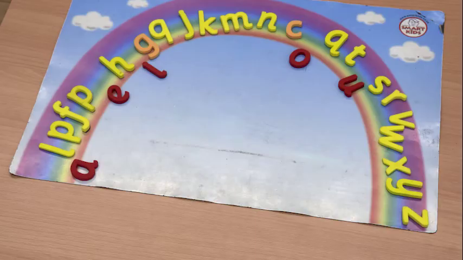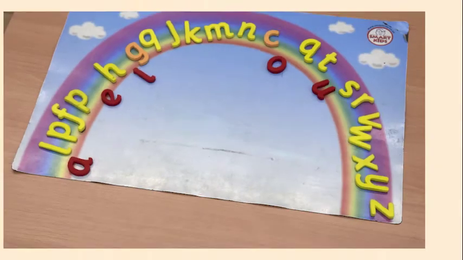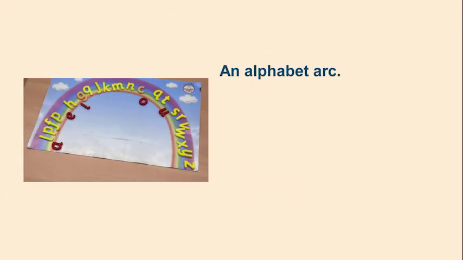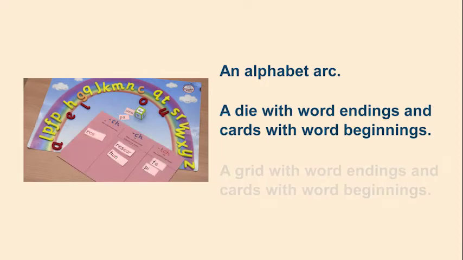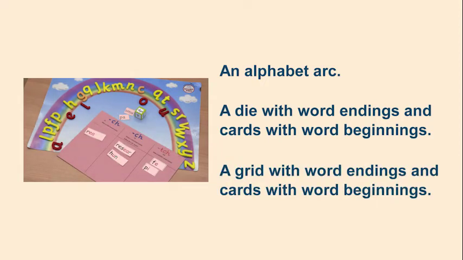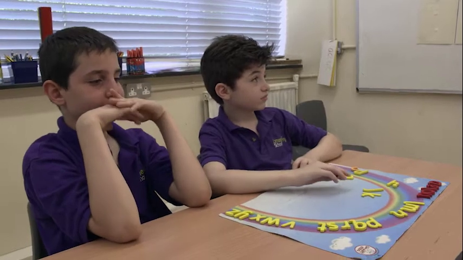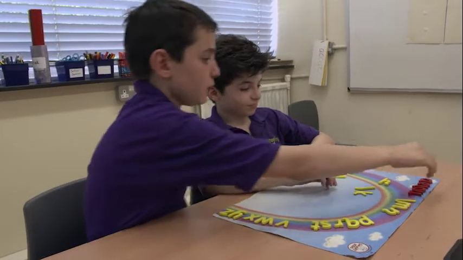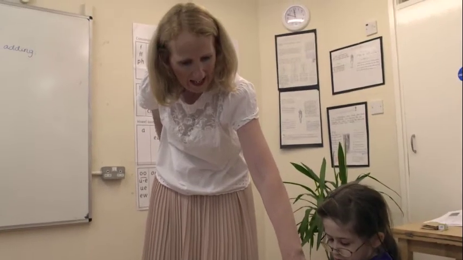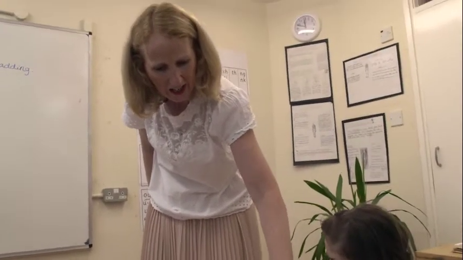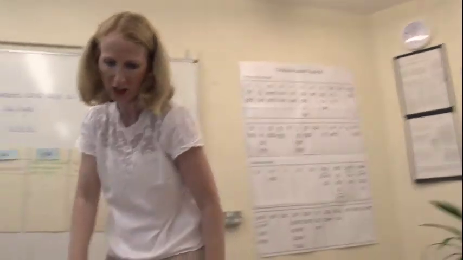Useful resources for Sarah's lesson might include an alphabet arc, a die with all the different word endings and cards with word beginnings, a sound grid showing different possible endings and cards with corresponding word beginnings. What I'd like you to do is say the sounds of them, point to them and make that short little vowel sound, so a, e, i. Sarah begins by revisiting the basic vowel sounds.